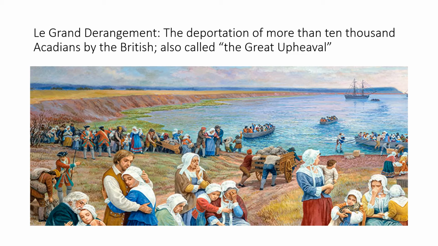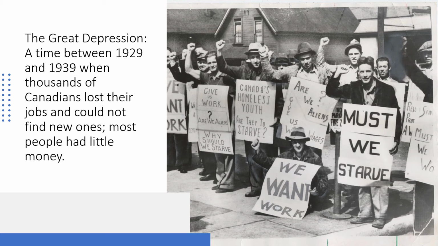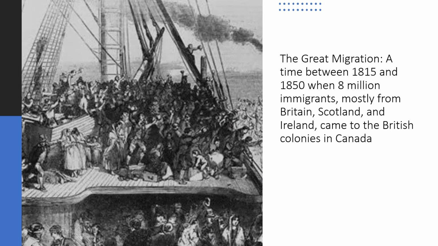Le Grand Derangement, the deportation of more than 10,000 Acadians by the British, also called the Great Upheaval. The Great Depression, a time between 1929 and 1939 when thousands of Canadians lost their jobs and could not find new ones. Most people had little money. The Great Migration, a time between 1815 and 1850 when 8 million immigrants, mostly from Britain, Scotland, and Ireland, came to the British colonies in Canada.